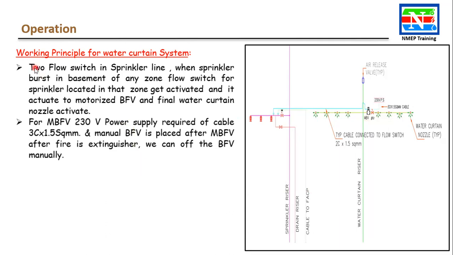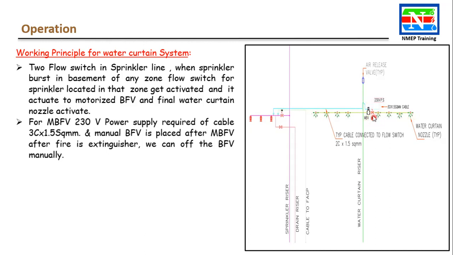Same thing, it is written here. Two flow switches in the sprinkler. When a sprinkler bursts in the basement of any zone, the flow switch for the sprinkler located in that zone gets activated and it actuates the motorized butterfly valve, and finally the water curtain nozzle activates. If this sprinkler bursts, water flows. This flow switch gives activation to the motorized butterfly valve, and it opens and flows the water.